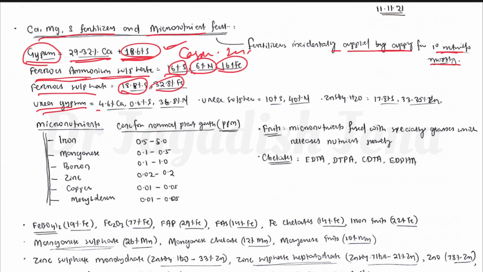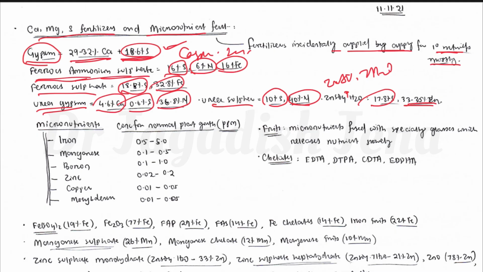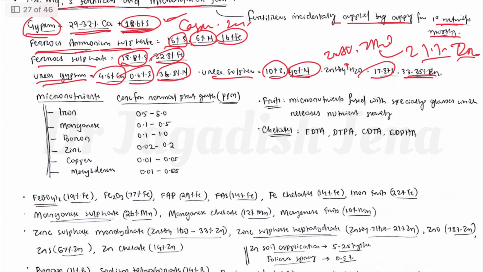Urea gypsum contains 4.6% calcium, 0.6% sulfur, 36.8% nitrogen. Then urea sulfur contains 10% sulfur, 40% nitrogen. Zinc sulfate monohydrate contains 33 to 35% zinc, 17.8% sulfur. Heptahydrate is mostly used. Zinc sulfate heptahydrate is mostly used in India, and it contains 21% zinc. So these things you have to remember.